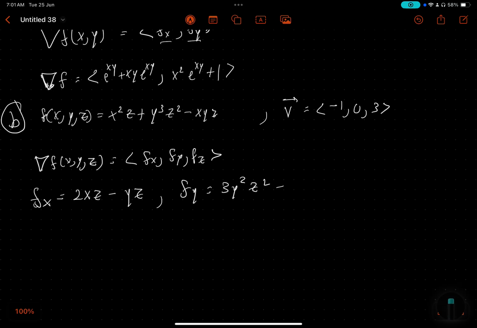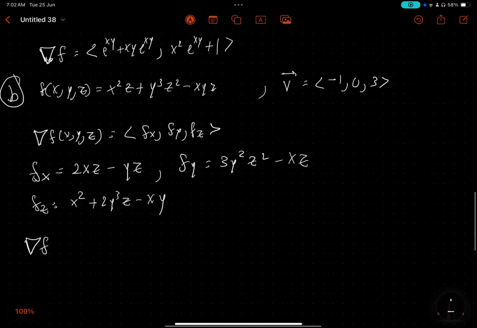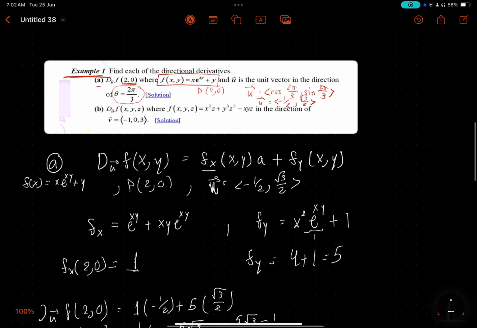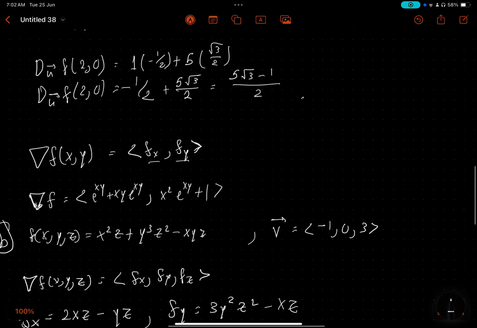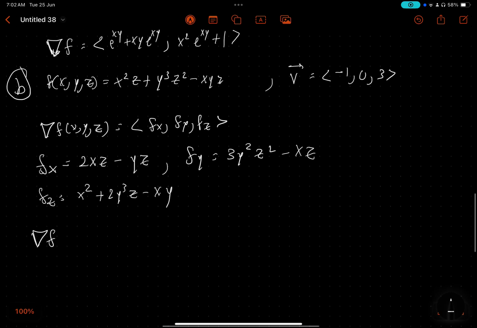Minus xz. And then f of z is just z squared plus 2y to 3z minus xy. Now the gradient is basically... did he give us a point? He didn't give us a point. So he wants the general directional derivative in the direction of v. So what can we do? What we can do here is just generalize, substitute the functions.